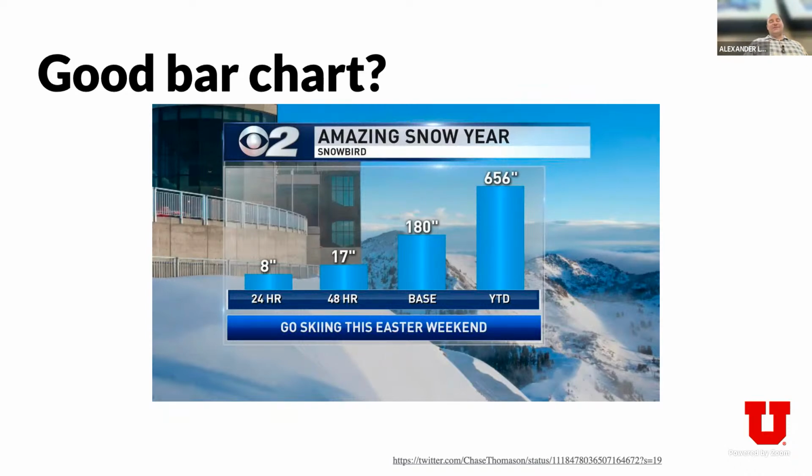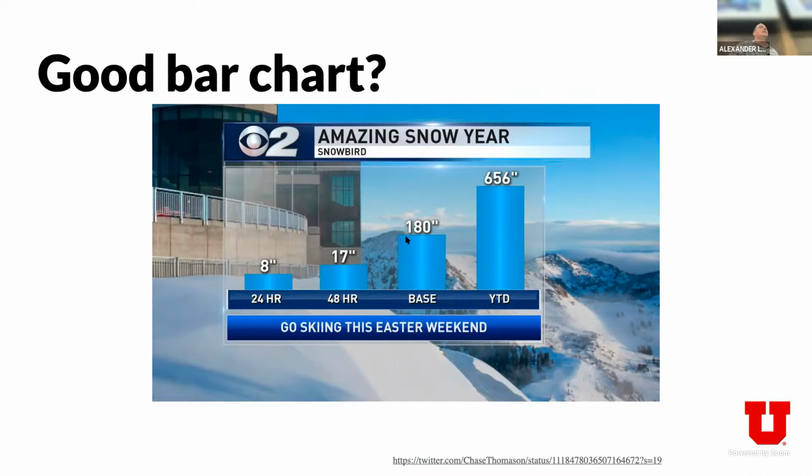The y-axis is really terrible, right? Clearly this is not a data visualization tool, but just a graphics tool. So we have the value 8, and about 17 is supposed to be about twice as much, and then 180 is supposed to be about twice as much as 17, and then 656 is like 1.5 times 180, so clearly no. So that's not a good bar chart.